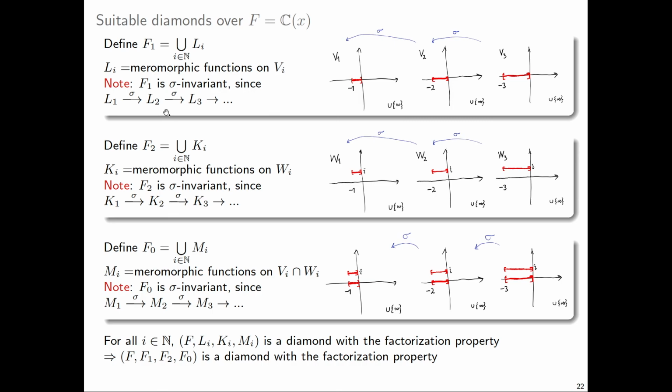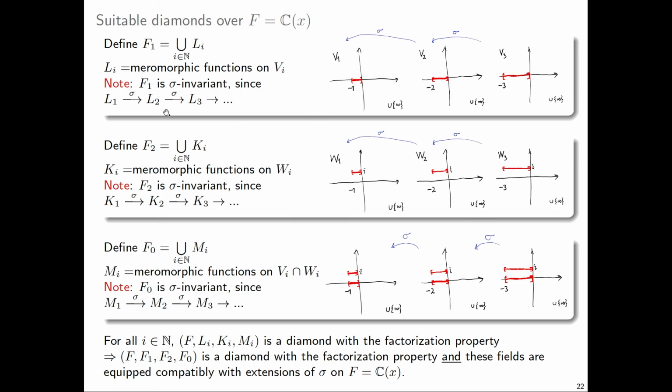So this is a diamond with the factorization property, and also we have these compatible sigmas, the shift operator on these fields. And again, these are differential fields, no new constants, as we wanted. Okay, so this is a good diamond for the first step.